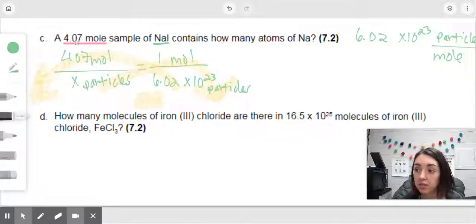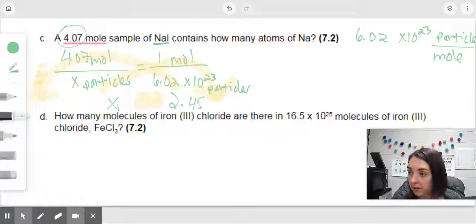And to 3 sig figs, I get x equals 2.45 times 10 to the 24th sodium atoms. That's what I'm looking for, sodium atoms.